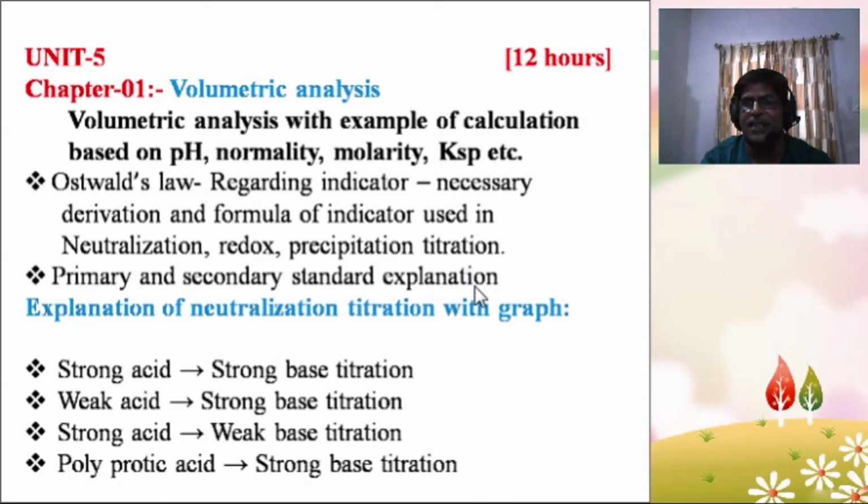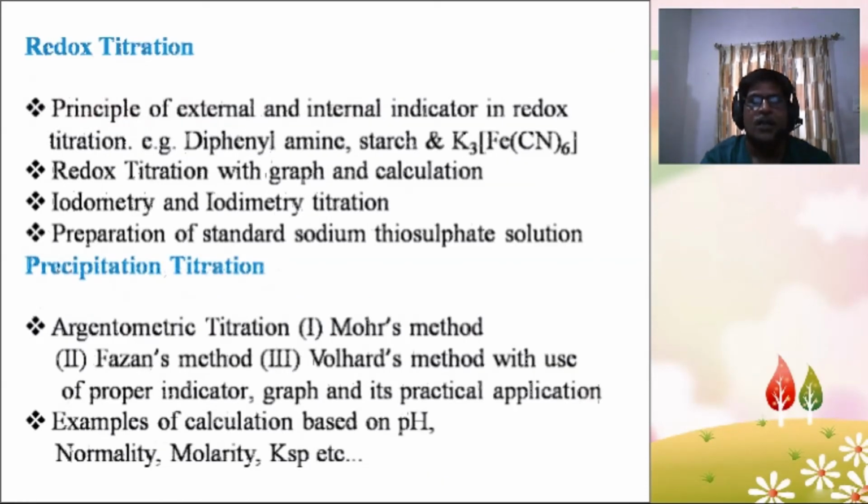Primary and secondary explanation of neutralization titration with graph: strong acid versus strong base titration, weak acid versus strong base titration, strong acid versus weak base titration, polyprotic acid versus strong base titration. Another topic in this chapter is redox titration: principle of external and internal indicators in redox titration, for example diphenylamine, starch, etc. Redox titration with graph and calculation, iodometry and iodimetry titration, preparation of standard sodium thiosulfate solution.